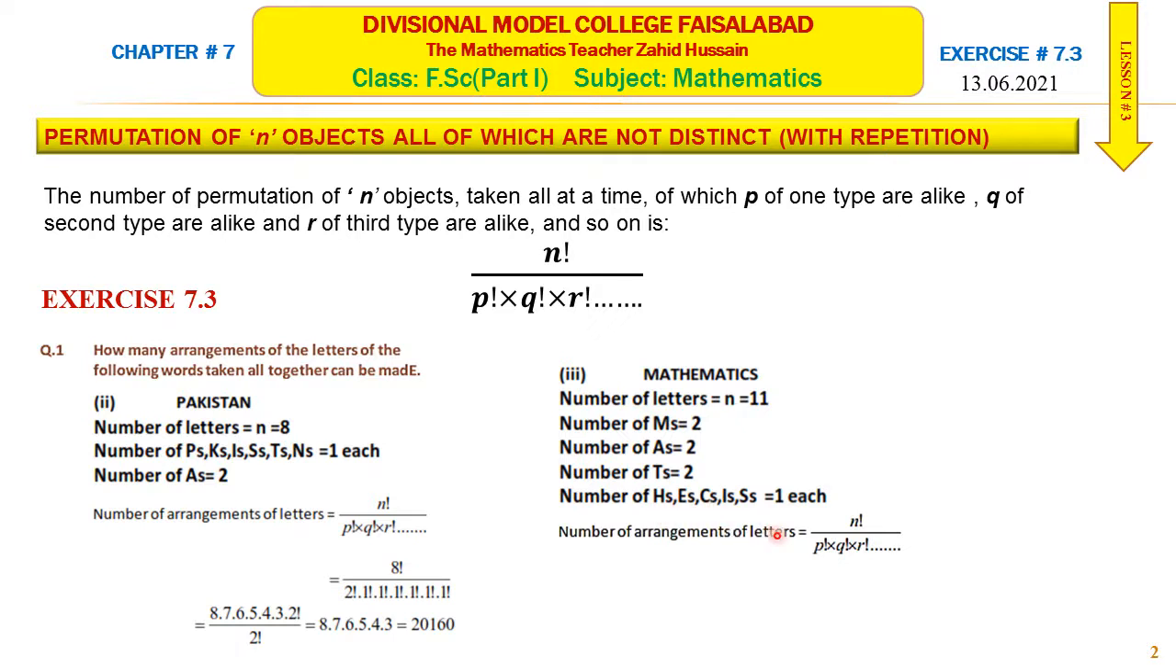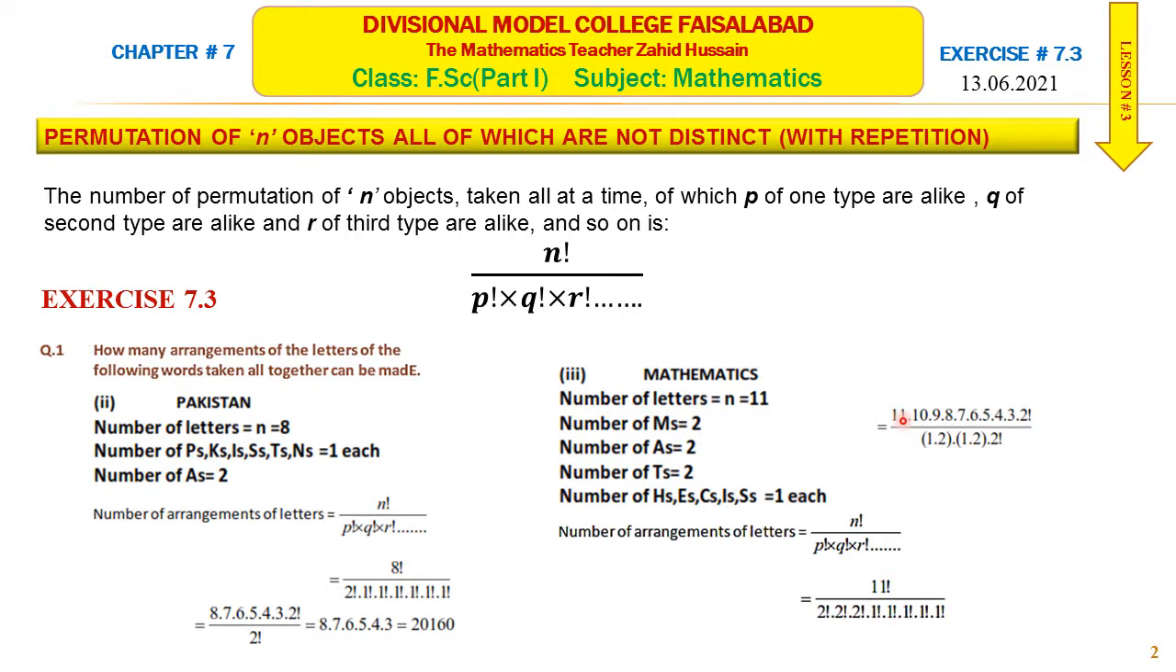Number of arrangements of letters is equal to n factorial over p factorial multiplied by q factorial multiplied by r factorial, and so on. Always write the formula first and then put the values. Total number of letters is 11. So this is 11 factorial. M's are 2, so 2 factorial. A's are 2, 2 factorial, and T's are 2, 2 factorial, and all the other letters are 1 time. So again, you need not write 1 factorial in this case also. So you can only write 11 factorial over 2 factorial into 2 factorial into 2 factorial. Now simplify this.